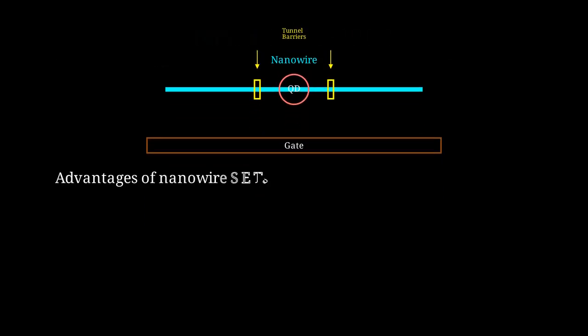Nanowire SETs have several advantages. They have strong electron confinement due to the one-dimensional geometry. They can be grown bottom-up with high crystal quality, and they allow for easy integration with external electrodes.